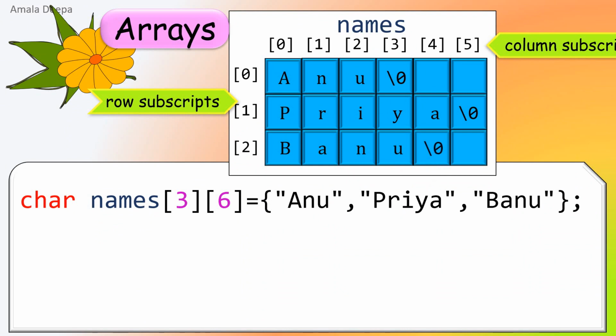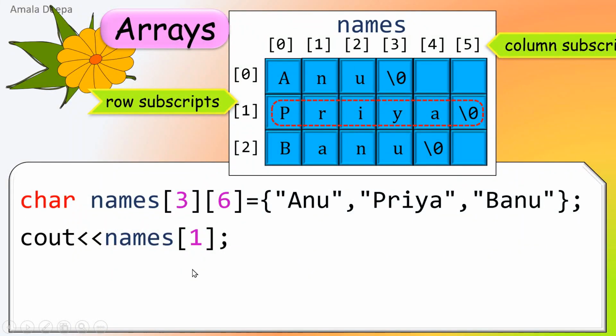with the null character. To access an entire row, for example, to access the second row, cout << names[1]. So it is enough if you mention only the row index. For the second row, the row subscript is 1. So names is the name of the character array and within square brackets 1. This will give the output as Priya, which is the string stored in the second row.